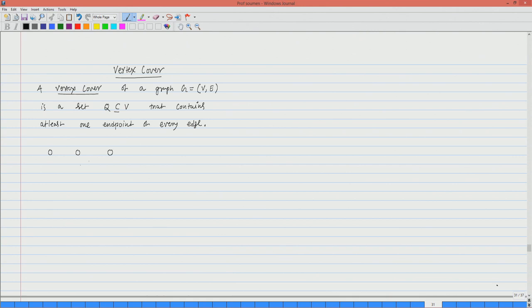Let me consider this graph. This is a bipartite graph. So, this side is one part, say the X part, this is the Y part, but of course, this definition is for any graph. So, the vertices are 1, 2, 3 and A, B, C, and these are the edges of this graph.